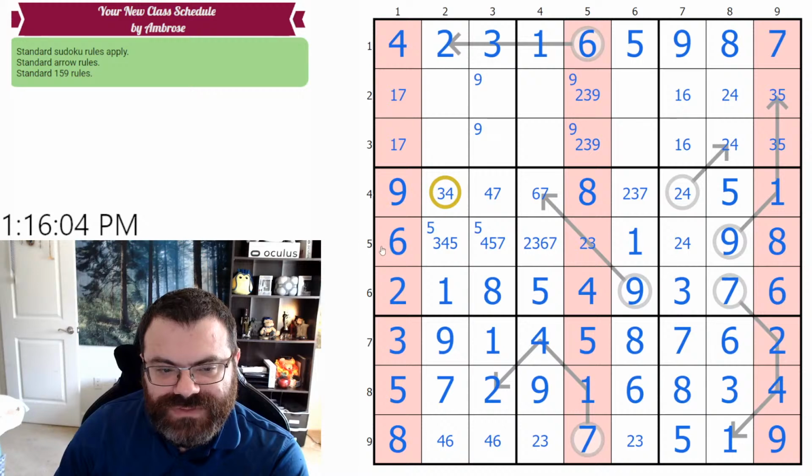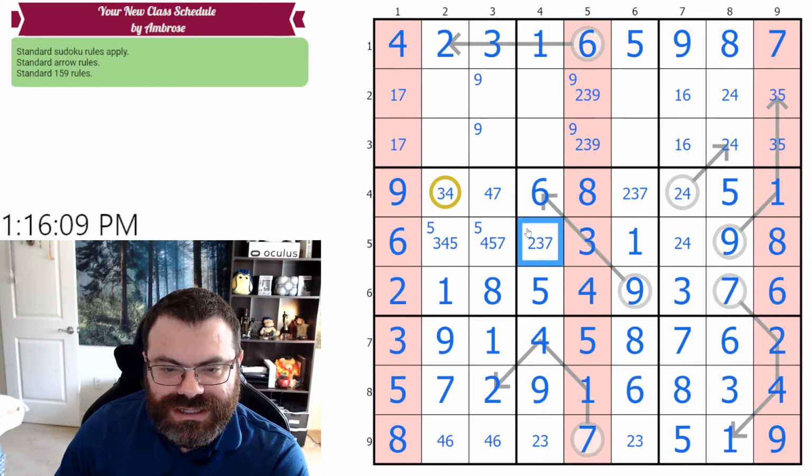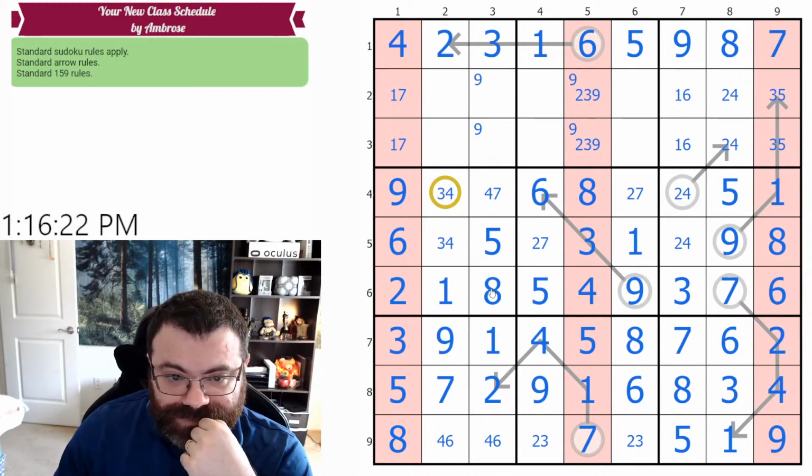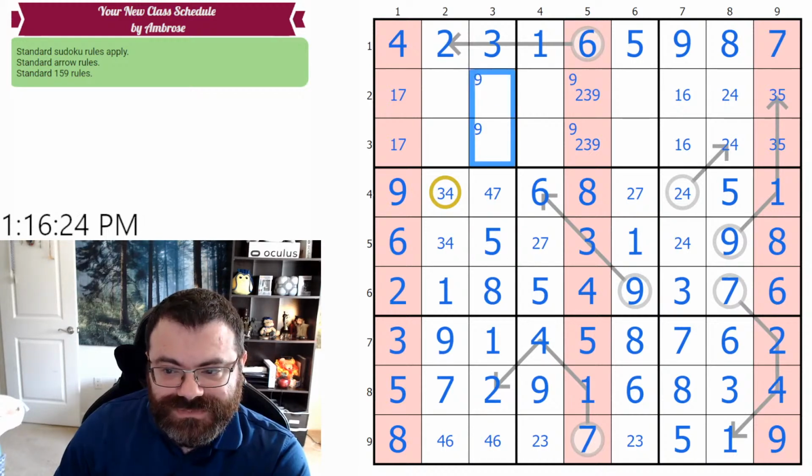6 in box 5. Ah, this 6 now sees over. That places this 6, so this is a 3 to add to 9. Neither of these are 3. 3 places this 5 by indexing. These are from 6, 7, 9.